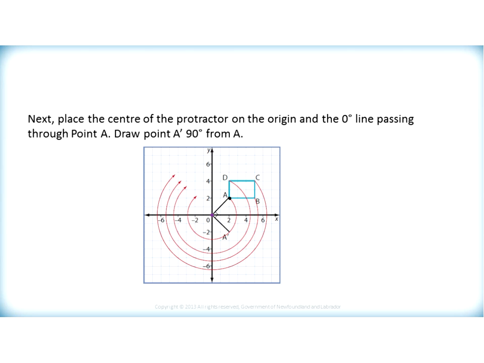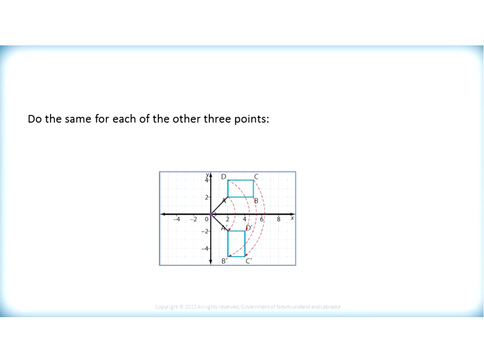We started with point A. We rotate 90 degrees along our arc. Here's our arc right here. And we're going to end up at point A prime. Now that's for A and A prime. We're going to do the same thing for B and B prime. We're going to create B prime. We're going to do it for C and C prime. We're going to do it for D and D prime. And when we do, this is what we're going to see.